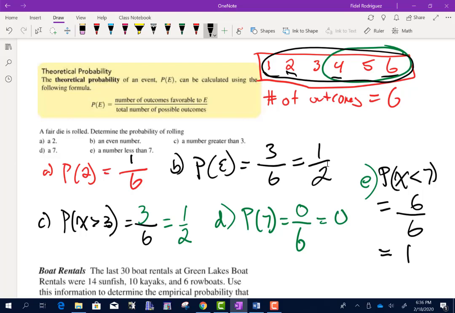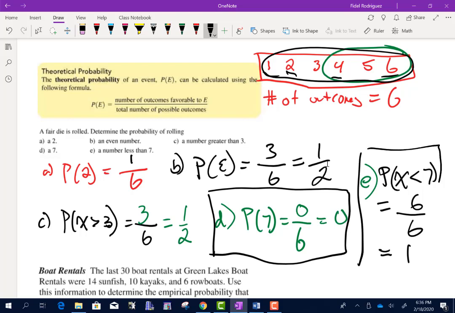Okay. All right, so before I go on, I want you to look at part D and part E. Let's do part D first. What's the probability we're going to get a 7? It's impossible to get a 7. So if it's impossible, the probability is going to be 0. Okay. What's the probability that I'm going to get a number less than 7? I'm guaranteed to get a number less than 7, so the probability is going to be 1. Okay. If the event cannot occur, it's 0. If the event has to occur, it's going to be equal to 1.